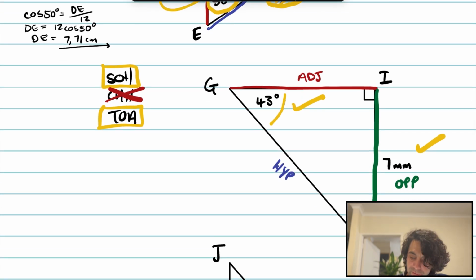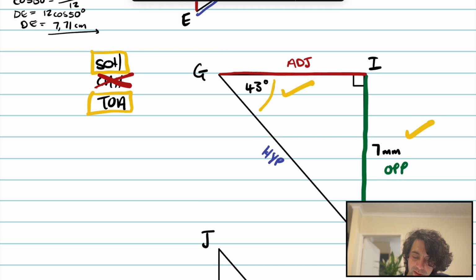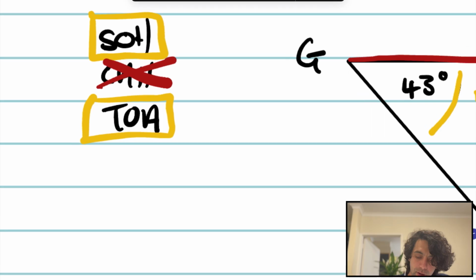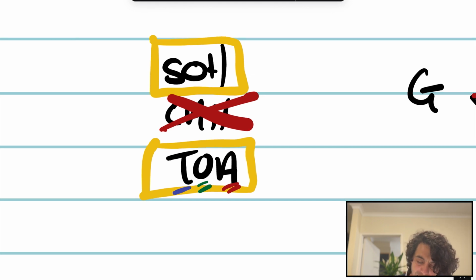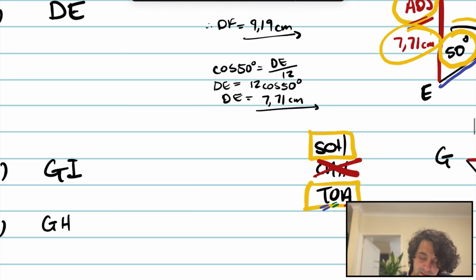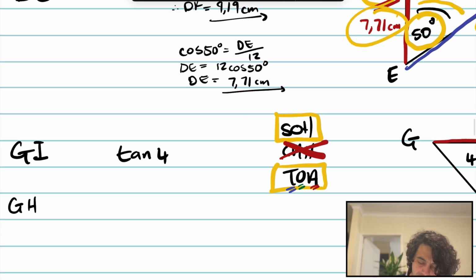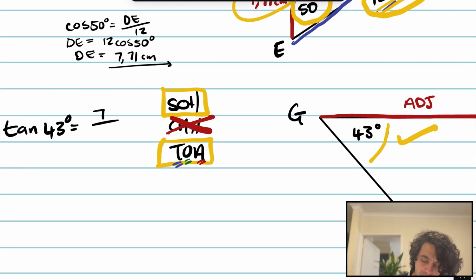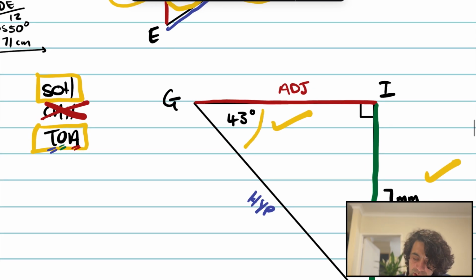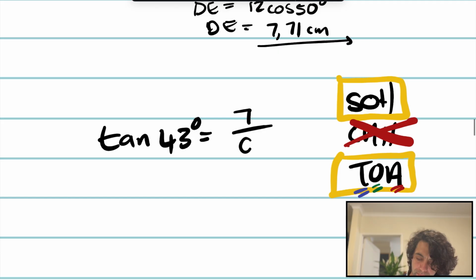Okay, let's figure it out. So I've got my 43 degrees, I've got my opposite, and I'm interested in my adjacent, so I'm going to go with opposite over adjacent, which means that the function I'm interested in is going to be tan in this case. So I'm going to write tan of 43 degrees is equal to opposite 7 over adjacent, which is known as GI.